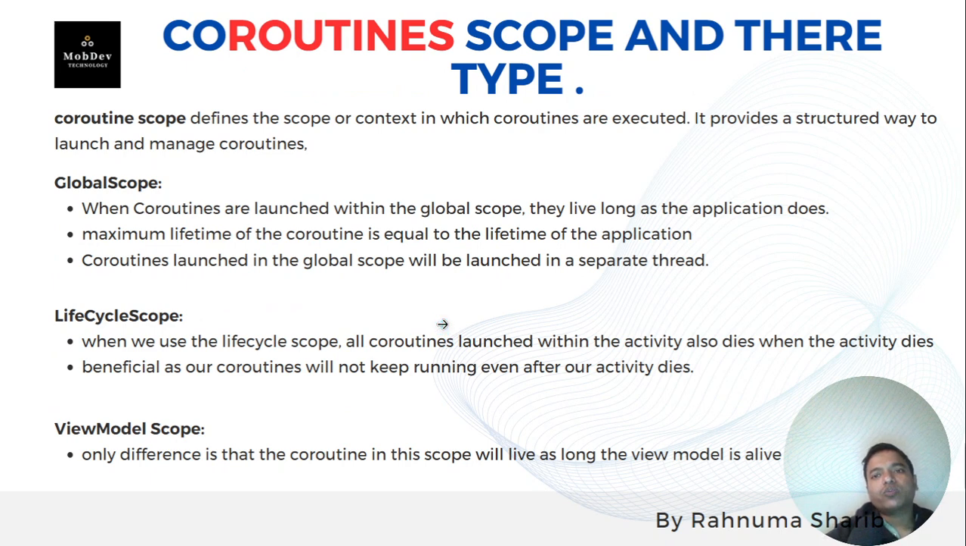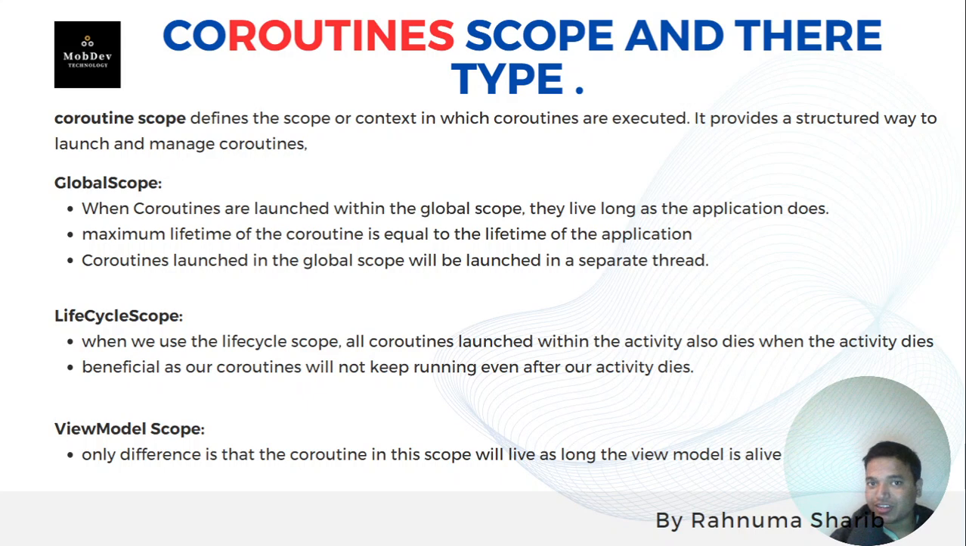Now the question is coroutine scope and its types. Whenever you hear the word scope, scope means how long coroutines can live. Everything in an application has a life cycle. Like the activity has a life cycle, meaning how long the activity will live, and whenever it is destroyed, it gets destroyed. So coroutine scope means how long a coroutine should run, like how long our activity should run.